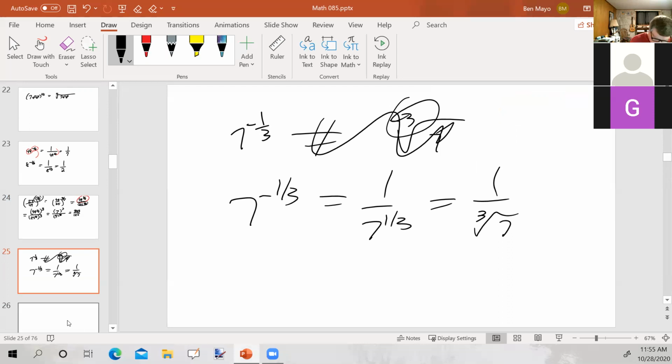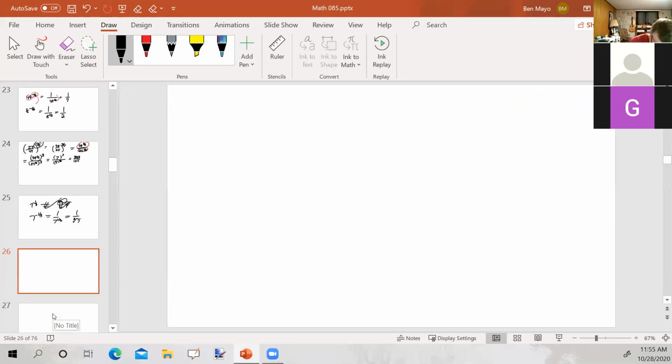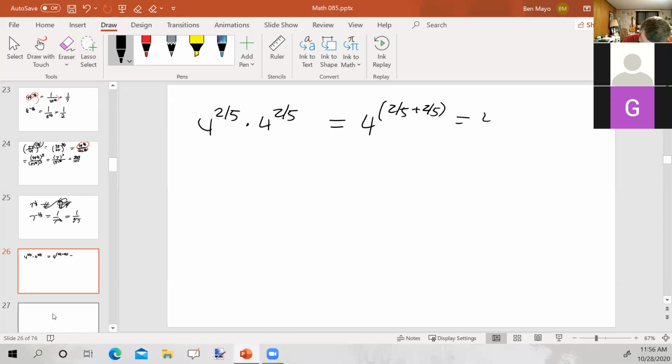Let's see here. 4 to the 2/5 power times 4 to the 2/5 power. It says simplify each expression. Write the answers without negative exponents. All variables represent positive real numbers. So we're multiplying 2 powers with the same base, so we're going to add the exponents. This would be 4 to the 2/5 plus 2/5 power, which is 4 to the 4/5 power. Okay.